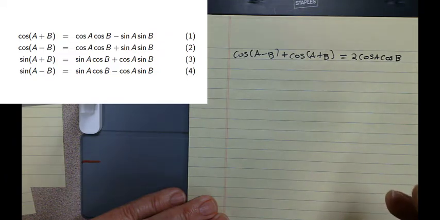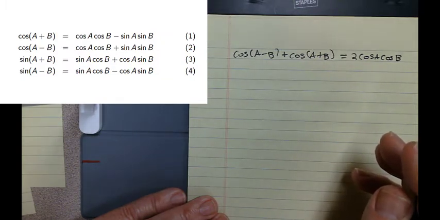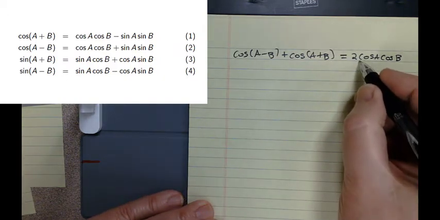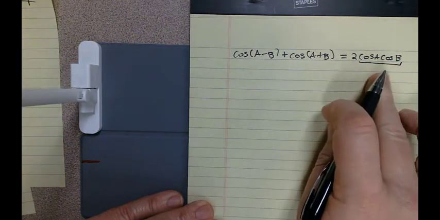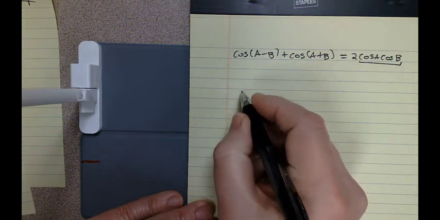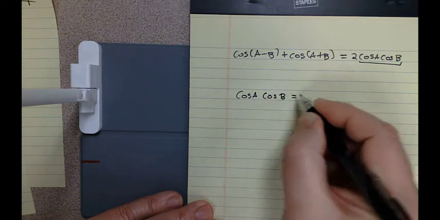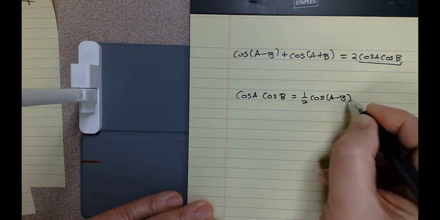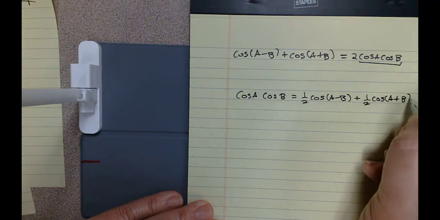And one formula has sine A, sine B with a plus sign, and the other with a minus sign, so they cancel out. Okay. Now, I'm interested in what happens to the product of cosine A times cosine B. So I solve for this. This will give me that cosine of A, cosine of B is equal to 1/2 cosine of A minus B plus 1/2 cosine of A plus B.